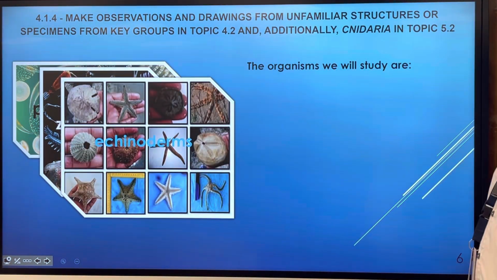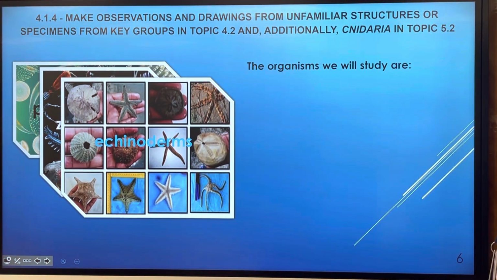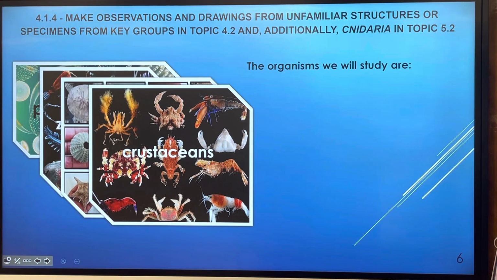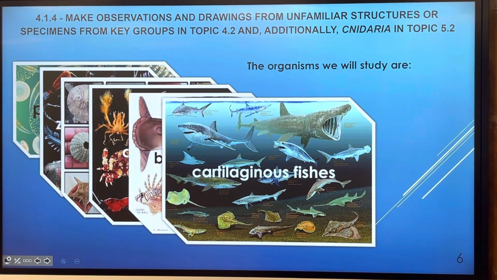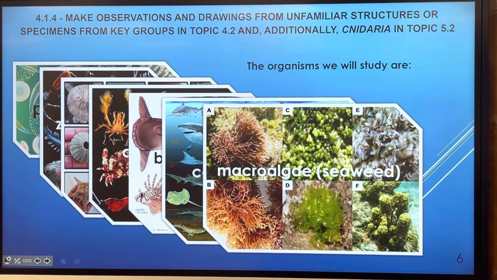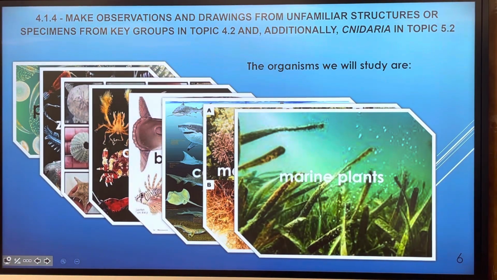Okay. Echinoderms, echinoderm means spiny skinned. Those are your sea stars and sea biscuits and things like that. The crustaceans, crabs, lobsters, shrimp. Bony fishes, including seahorses and eels. The cartilaginous fishes, sharks and rays and skates. Macro algae, which is seaweed. Marine plants, very special kind of plant adapted to marine environments.